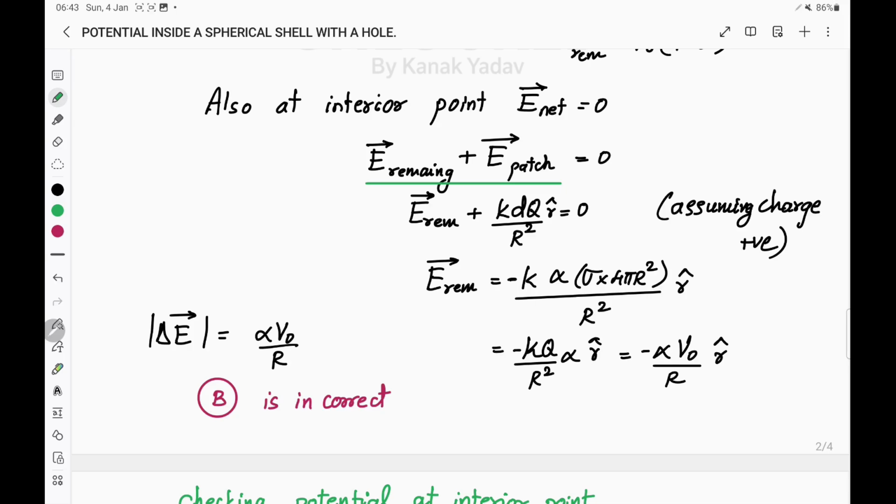So electric field due to the remaining portion can be calculated by sending this term to the RHS and substituting dq as alpha into sigma into 4 pi r square. Again, sigma into 4 pi r square can be substituted as total charge Q. So this shows that electric field due to the remaining portion is minus kq by r square into alpha, and I will substitute kq by r as V naught. One of the r's will remain in the denominator itself and you will get minus alpha V naught by r, which indicates option B is also incorrect because they said that it will reduce by alpha V naught by 2r.